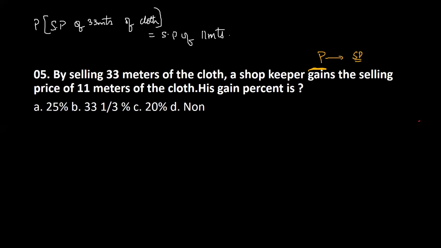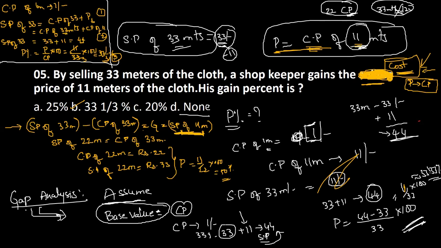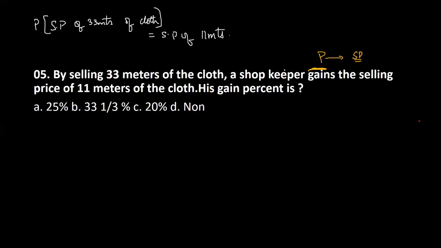So what did we do in the previous problem? If you remember, when the profit of the 33 meters of cloth was considered on the cost price, we assumed the cost price is 1 rupee. That's why we said the cost price of 11 meters would be 11 rupees. But here we have no involvement of cost price whatsoever, so you can straight away consider the selling price. You can assume the selling price as any amount.